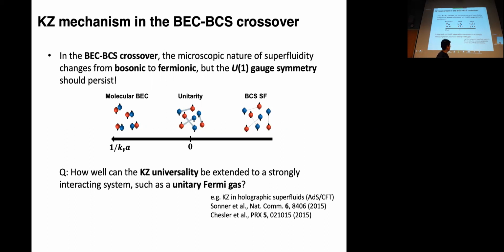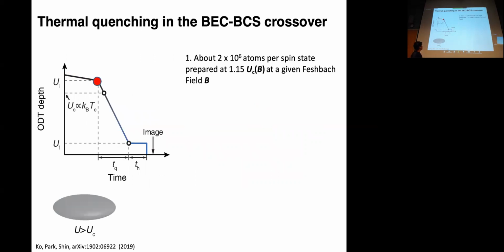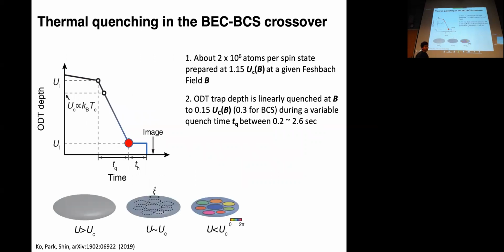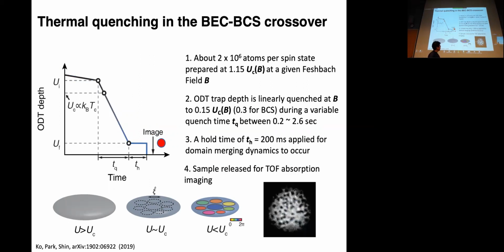And a similar question has rather recently been brought to attention in the community of string theorists, where they try to study the Kibble-Zurek mechanism theoretically and numerically in these holographic superfluids. And because I'm very pressed for time, I'm not going into the details of how we do the quench, but just say that we do a very well-controlled quench. And then we release a sample from the trap and see images like these, where it's filled with vortices.